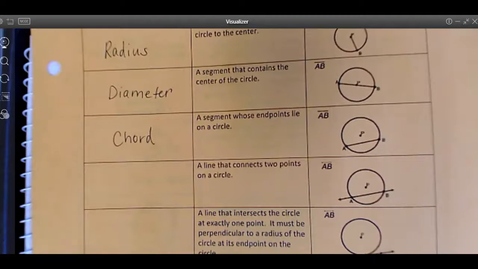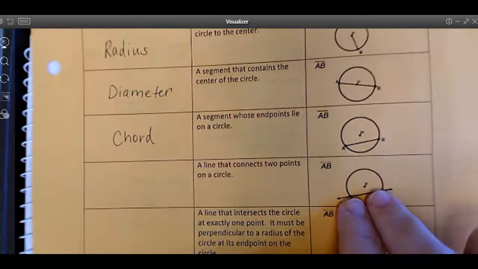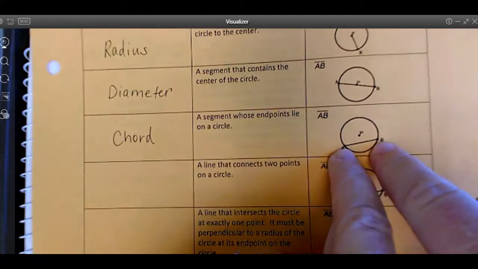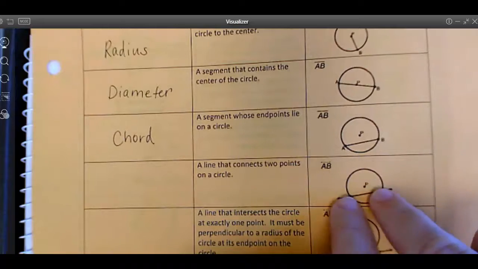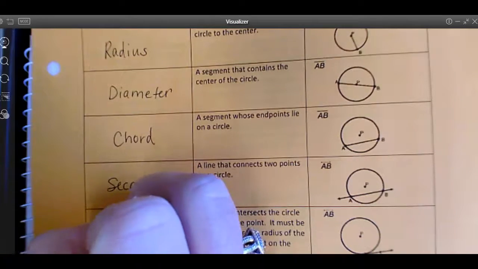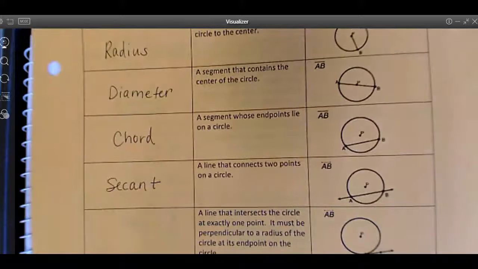Alright, the next one, instead of a segment, the next one is a line. Notice how it extends past the circle. That's the only difference between these two. These two stop, and this one keeps going. It is a line. This is called a secant. The secant is a line that goes through 2 points on the circle.